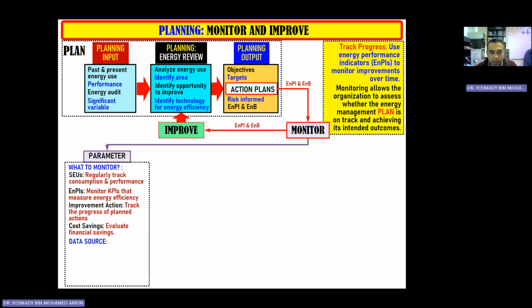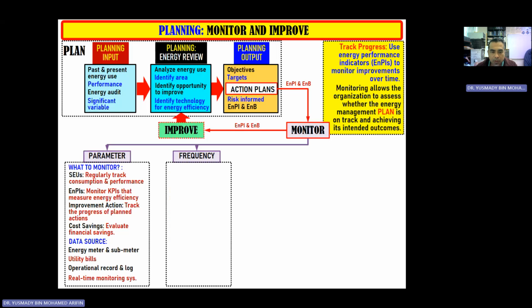What kind of data sources are there? We can get the data from the energy meter and submeter. We can also get data from the utility bills, operational records and logs, and from the real-time monitoring system.